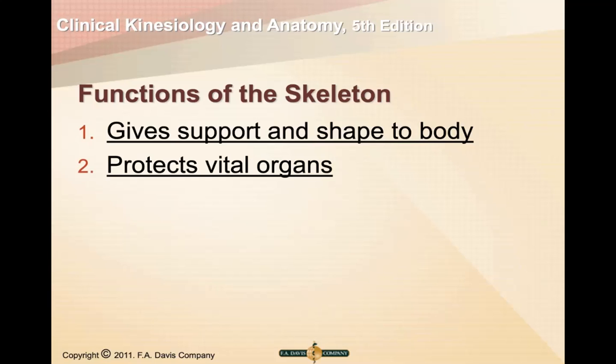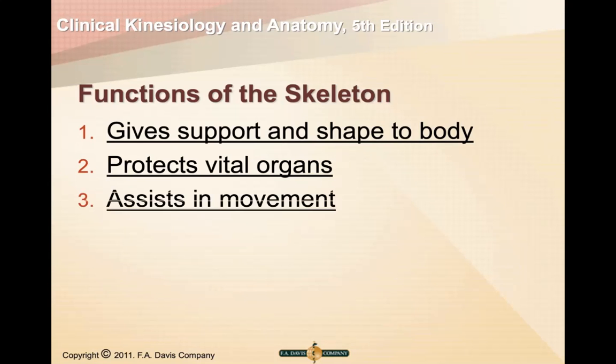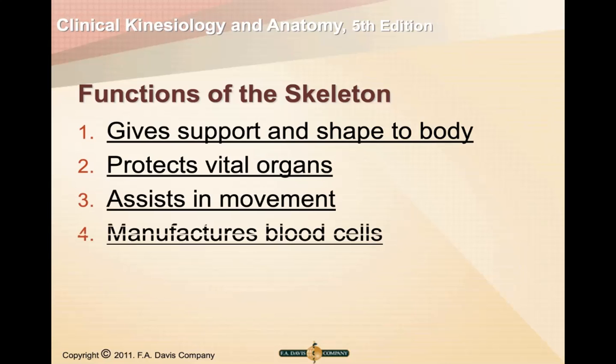And then our pelvis actually does that too, because our pelvis is kind of bowl shaped, and we have a lot of vital organs that are inside of our pelvis. Assisted movement. Obviously, if you didn't have structure to your body, you wouldn't be able to move. And manufactures blood cells. In the middle of our long bones, that's where our marrow is, and that's where we produce all of our new blood cells, red blood cells, white blood cells, other lymphatic cells, and immune fighting cells, things like that. Those are manufactured in the middle of our bones.